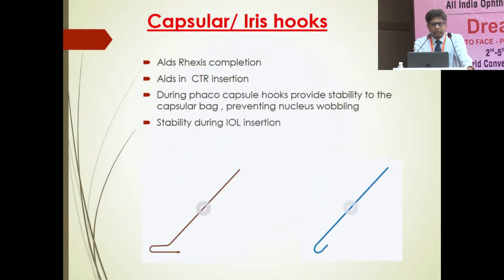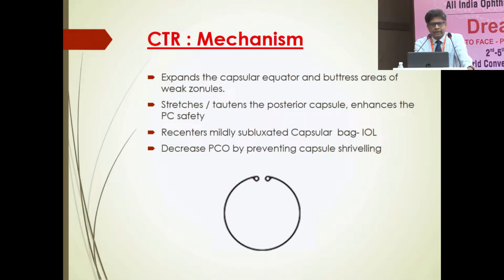So the capsular hooks or iris hooks aid in the rexis completion, aid in the CTR insertion, and also give stability during the phaco and during the IOL insertion. These give transient or temporary anteroposterior support, whereas the CTR expands the capsular equator, buttresses the area of the weak zonules, and stretches and tautens the posterior capsule to enhance PC safety. It also recenters the mildly subluxated IOL in the bag. Sometimes you can get away without fixing the bag in mild subluxated lenses, and it decreases the chance of PCO as well.